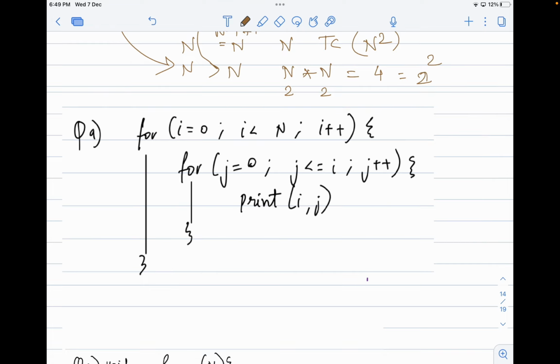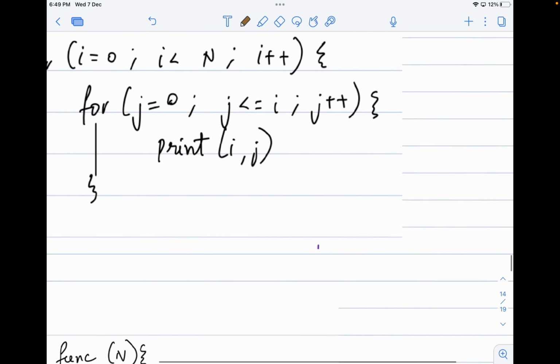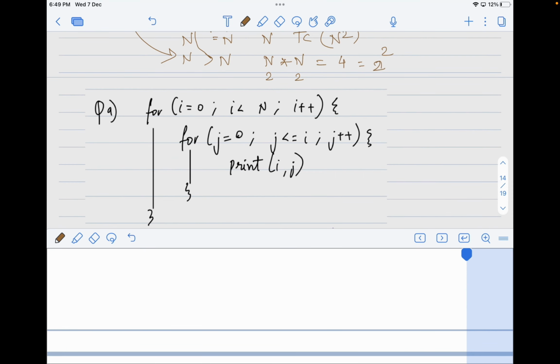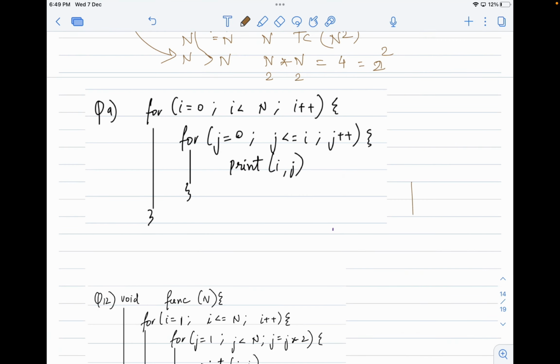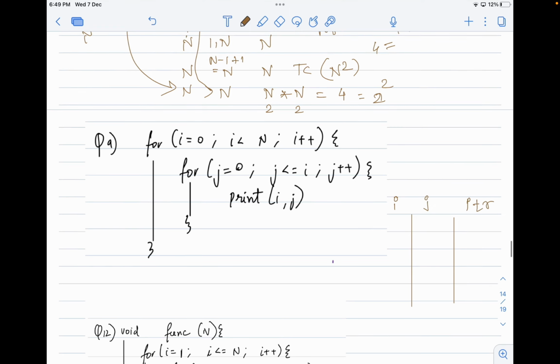Just tell me how much iteration this is taking. Never go by "this is nested and this is n square." Never say that. Let's draw a table. This is the table for I, this column will be for J, and this will be for iterations. So just tell me, from where is your I going to start? From 0. From where is J starting?